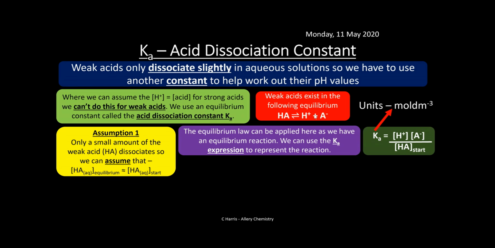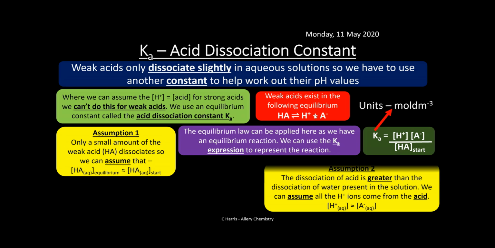You can see here our Ka expression is always products divided by reactants, and therefore we can write our Ka expression. This is similar to your equilibrium expression because it is exactly the same. If you've watched the equilibrium topic, topic 11, I've done a video on that, so go and have a look there if you're not too sure about equilibria. But this Ka is derived from the equilibrium expression as well.